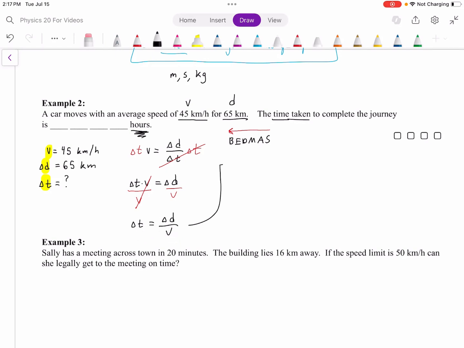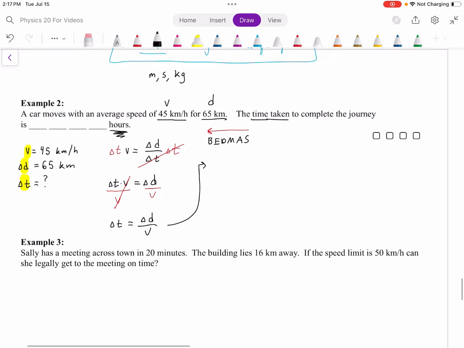So here we go. Just going to move up here where I've got a bit more room. The time that must have gone by is going to be equal to the distance, so 65 kilometers, divided by the speed, so 45 kilometers per hour, and we get that the time is going to be 1.44444. Okay, what are my units?